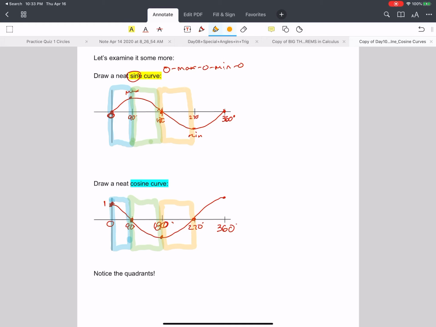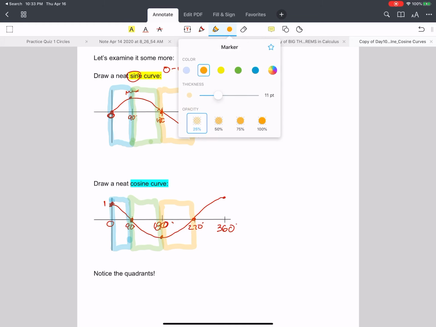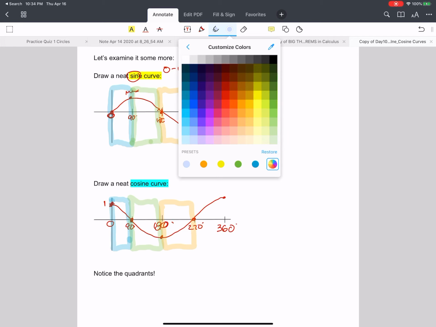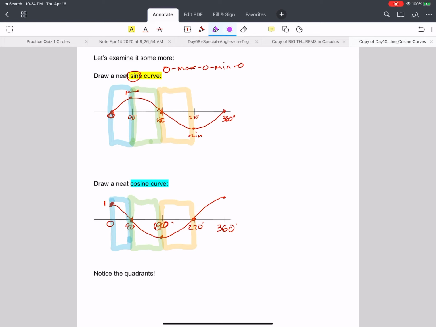I know these are all supposed to be the same size. Don't make fun of me, okay? Listen, I'm not perfect, okay? Let's see, I get a little, yeah, purpley. Okay, and here are the quadrants.